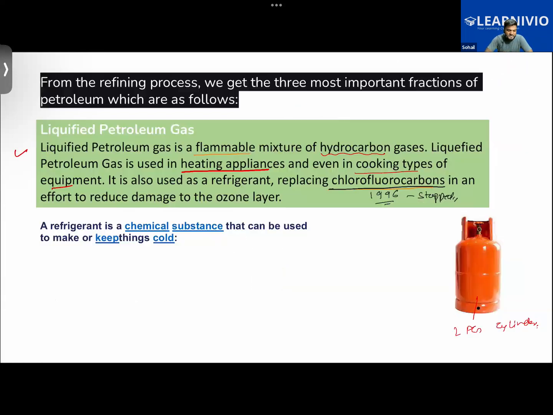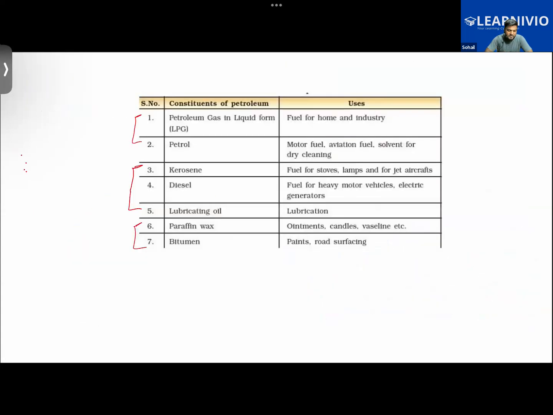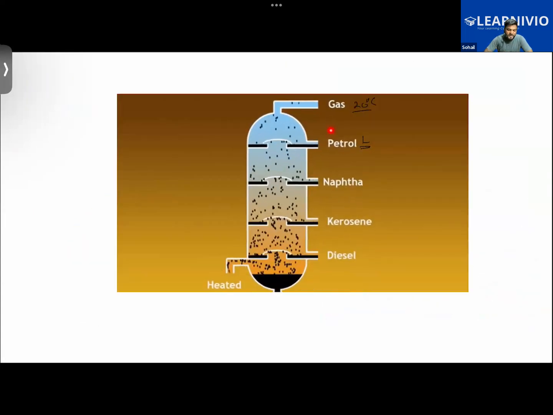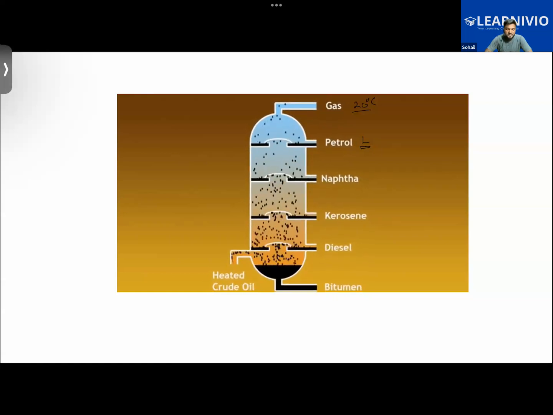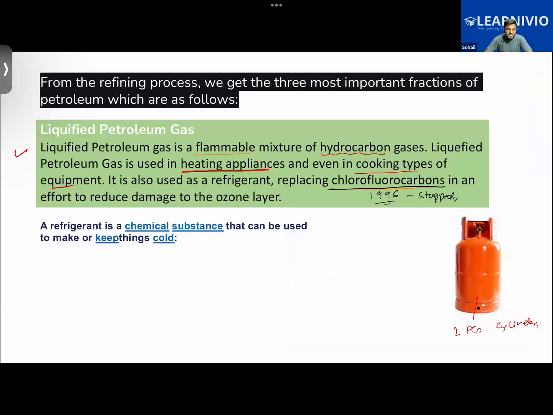Liquefied petroleum gas is obtained from the top chamber of this refinery. This gas that you see over here is basically liquefied petroleum gas. There are so many uses of it. The main use is for cooking purposes, used as a cooking fuel. Apart from that, this is also used as a refrigerant. In the refrigerators, it is used.